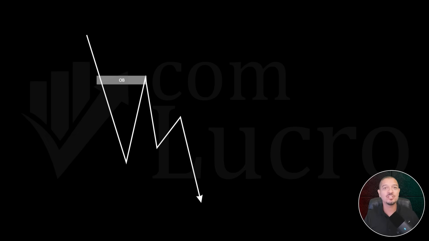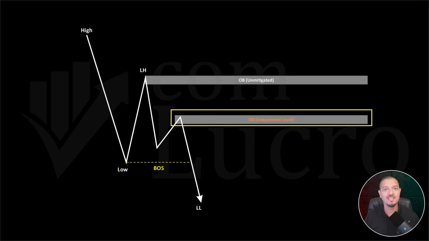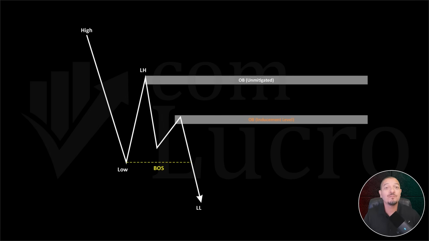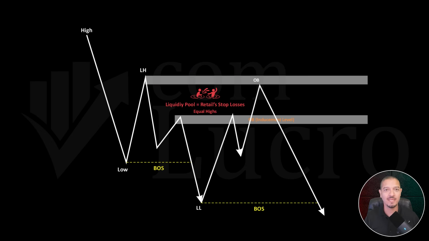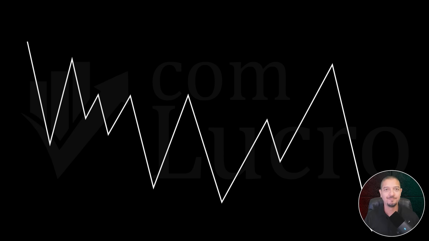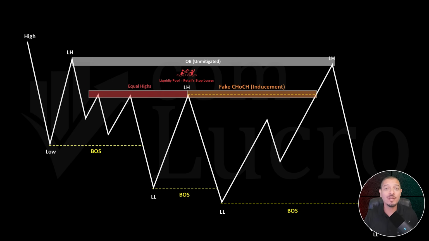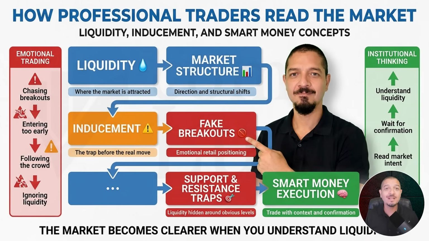If you're struggling to understand why price sweeps highs and lows, triggers stop losses, and suddenly reverses direction, then you are missing one of the most important concepts behind smart money trading: inducement and liquidity. In this video, you will learn how professional traders use liquidity, market structure, and price action trading strategies to identify inducement zones, avoid fake breakouts, and understand how price really moves inside the market. We will break down real chart examples, liquidity sweeps, support and resistance traps, and the core principles behind modern smart money concepts and market mechanics.